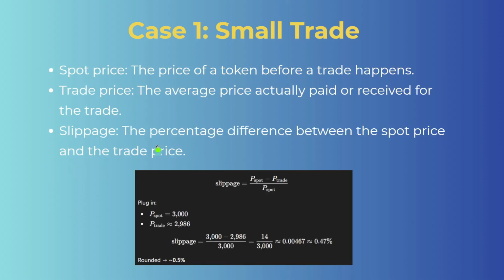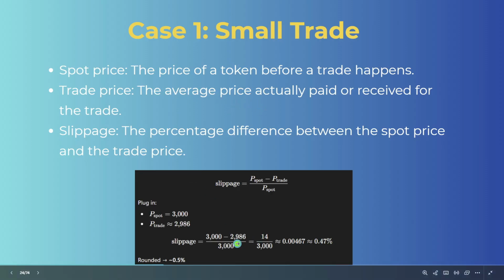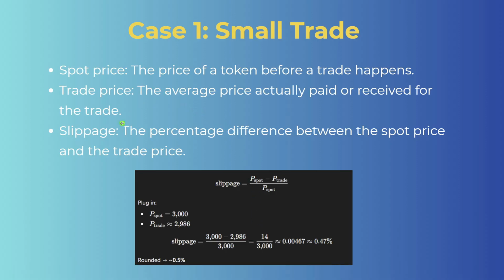So we have to talk about the difference between the spot price and the trade price. The spot price is the price of a token before a trade happens, so $3,000 in our case. The trade price is the average price actually paid for the trade. So in our case, it is 2,900 and something for this trade, and the slippage is the percentage between the spot price and the trade price.